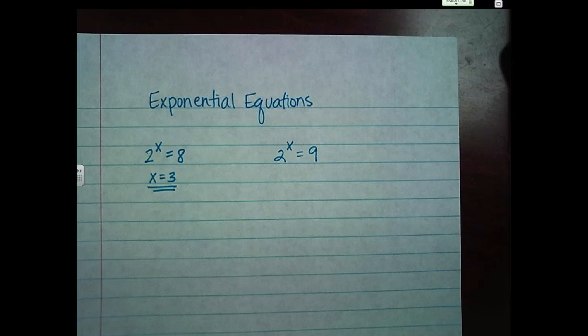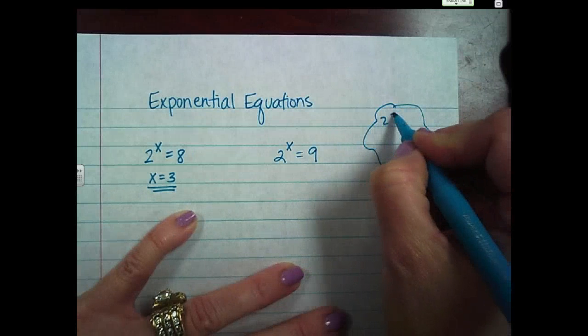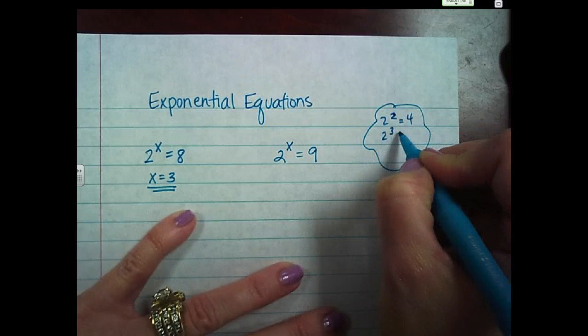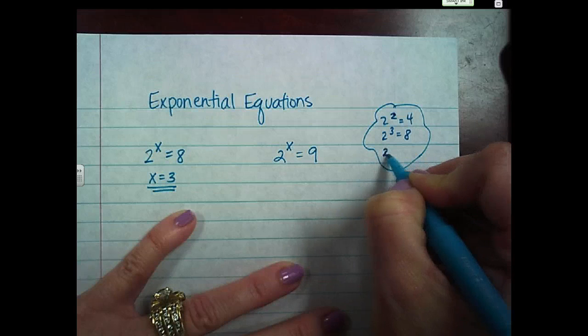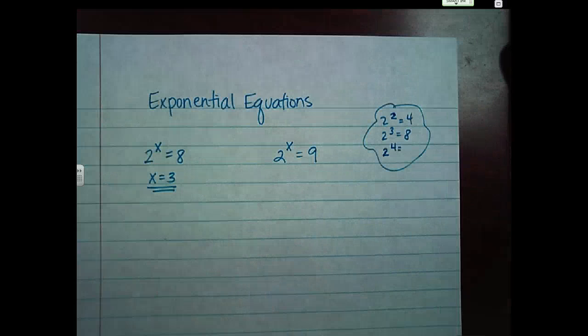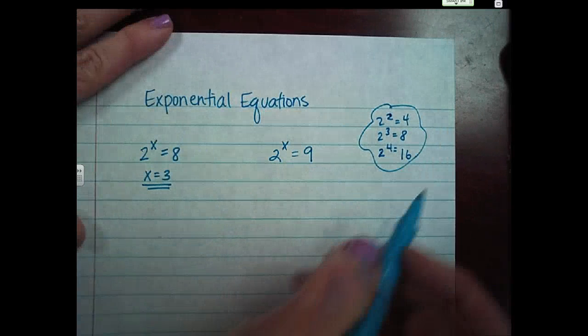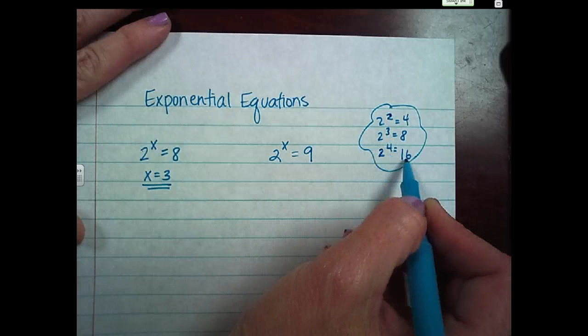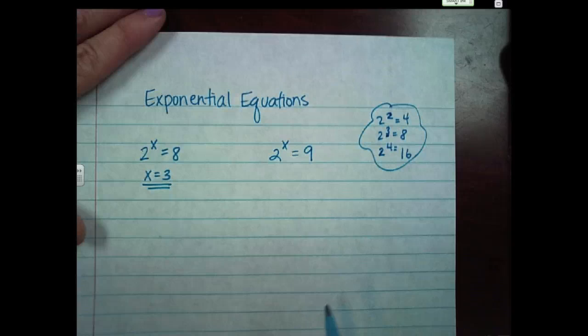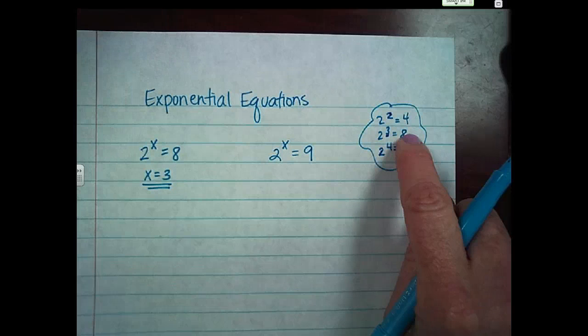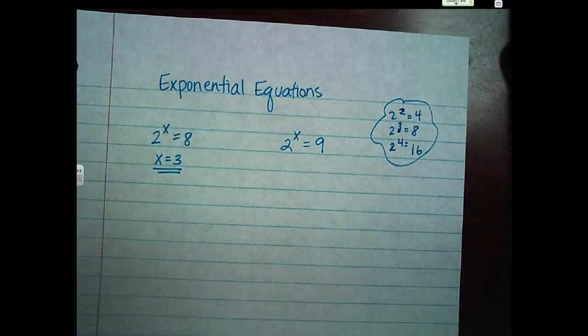But mentally, if I was going to estimate the answer, okay, I know in my head that 2 squared is 4, 2 cubed is 8, and 2 to the 4th power is what? 16. So if I'm looking for 2 to what power is 9, if 2 cubed gives me 8 and 2 to the 4th gives me 16, I know my answer is really close to 3, right? Because I just need 9. 2 cubed is 8, and all I need is a little bit more. So it's going to be 3 point something.